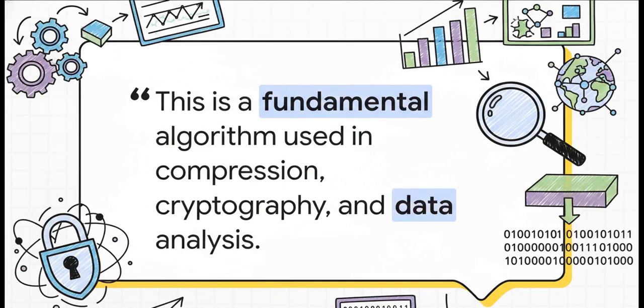And believe me, this isn't just about solving little coding challenges. That character frequency algorithm we just wrote? It's a fundamental building block used in real-world applications all over the place, in data compression like zip files, in cryptography, and in analyzing massive amounts of text. These fundamentals are what powerful software is built on.